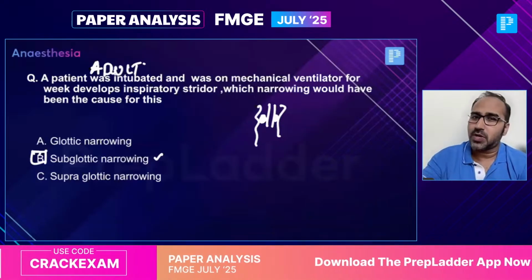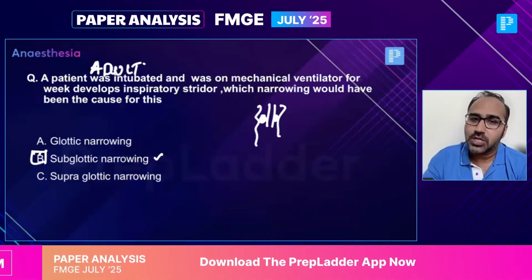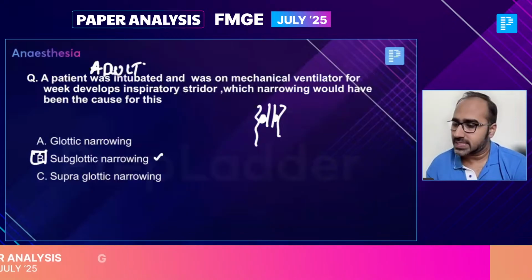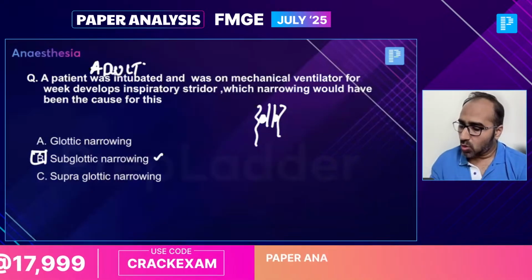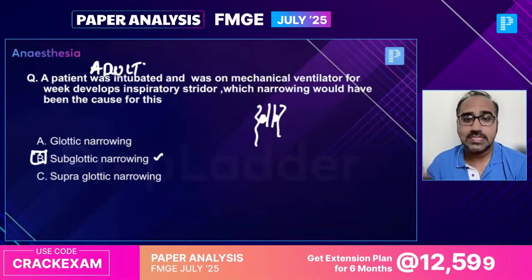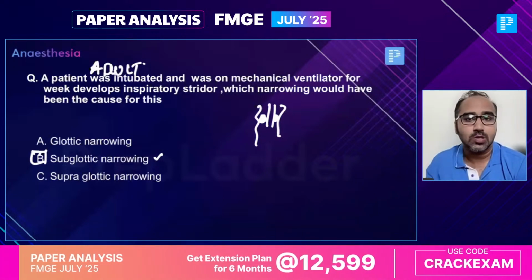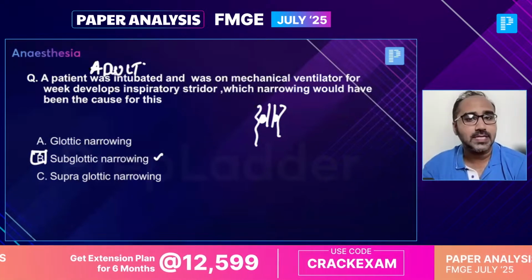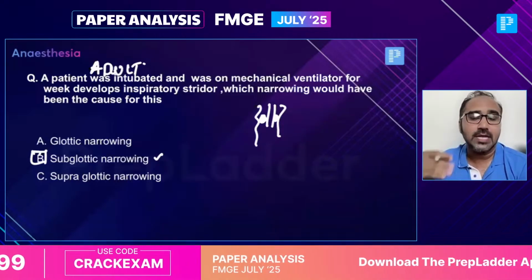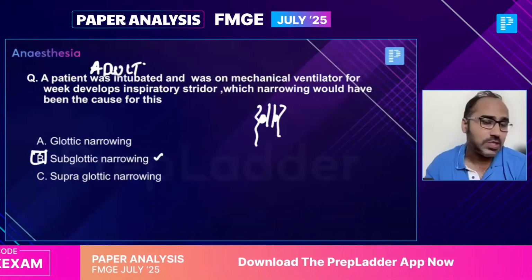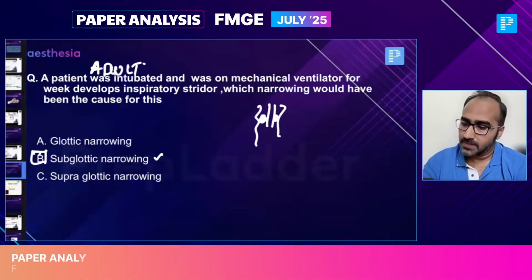If the question was what is the narrowest part of adult airway, then the answer is different. No, supraglottic narrowing is not the answer. Subglottic narrowing. Supraglottic, no. We have intubated the patient. The tube is inside the glottis. Remember, endotracheal tube is an infraglottic device, not a supraglottic one.